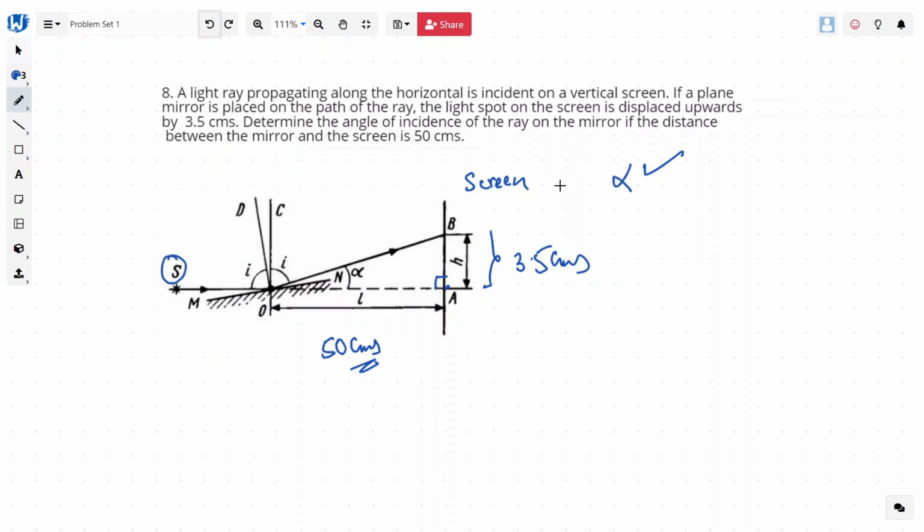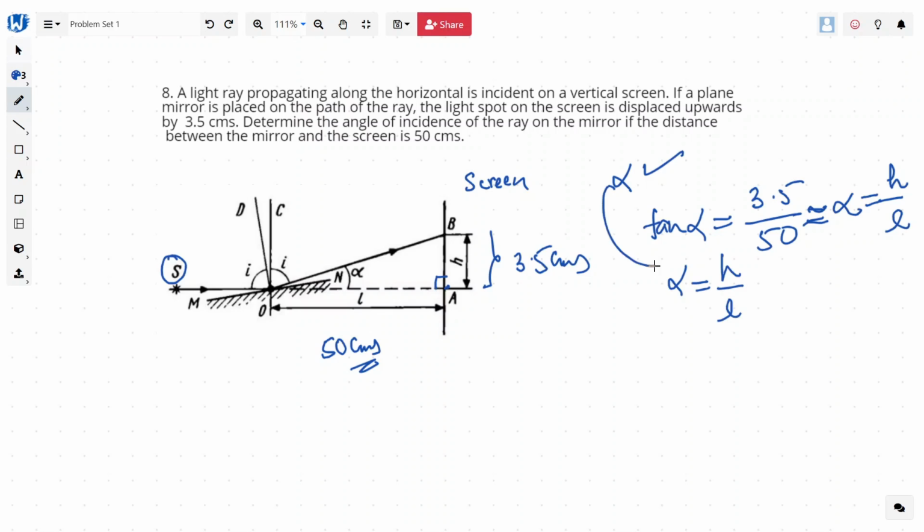So first, let's write down: tan of alpha is going to be 3.5 divided by 50, and as you know, 3.5 is very small compared with 50, so this is also approximately equal to alpha. So alpha is going to be h by L here, okay, so we have already found alpha. Now we have to find a relationship between I and alpha. So let's look here, let's find out that.